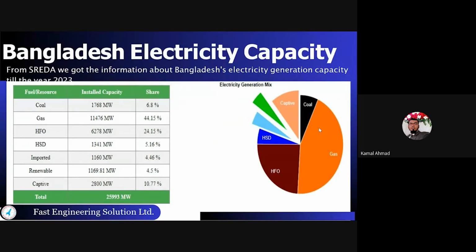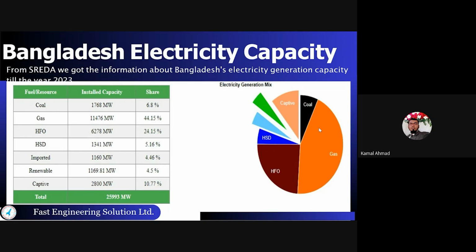Now we are looking at our Bangladesh electricity capacity. Bangladesh is mainly dependent on natural gas. From our pie chart, we see that almost 50%, we can say 45%, of Bangladesh's power generation is from natural gas, which is 11,476 megawatt. So we are solely dependent on natural gas for generation, and we will have to be very cautious when we use it.